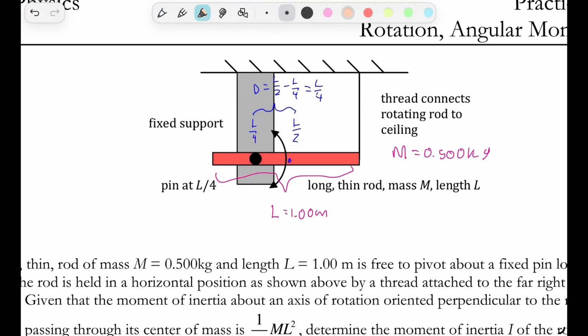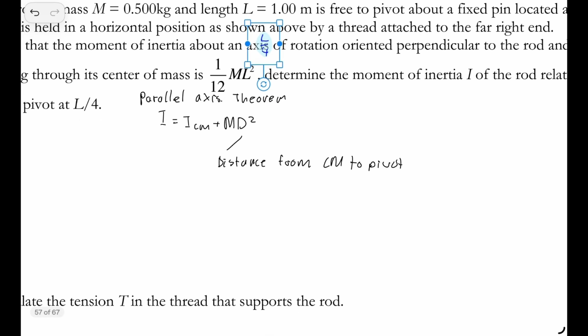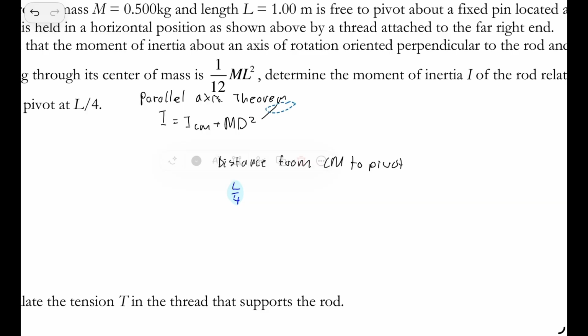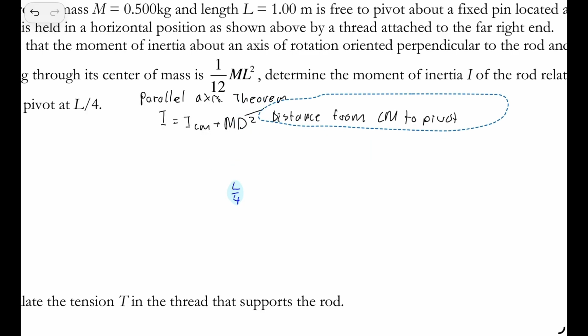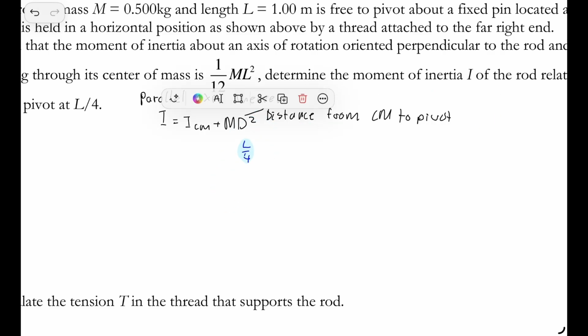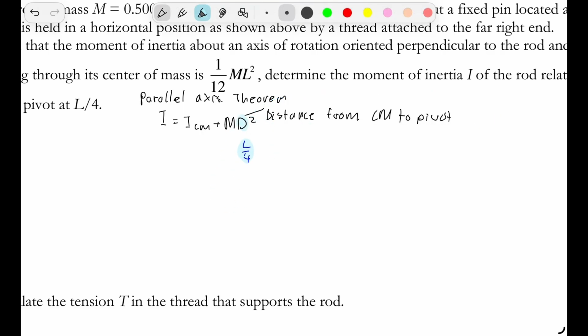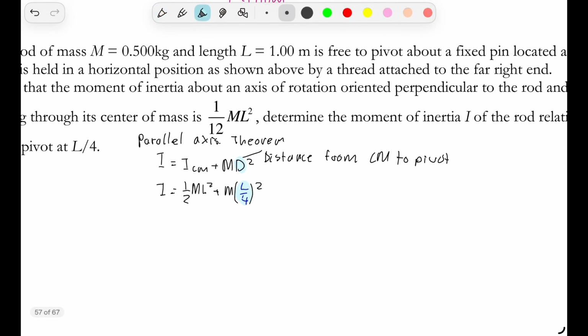Now that we have that, we can plug this into our parallel axis theorem. So let's put this L/4 here for D. I is going to equal 1/12 mL squared plus m times (L/4) squared.